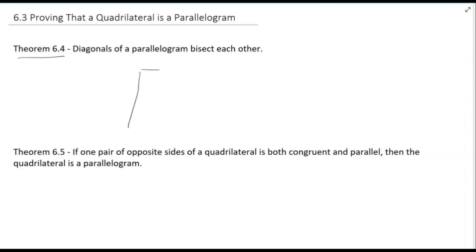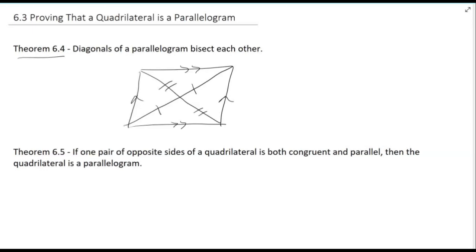Remember from our discussion in the previous section, a parallelogram is a four-sided figure where opposite sides are parallel. So you have two sets of parallel sides. And this theorem tells us that when you look at the diagonals, they actually split themselves into equal segments. So this part of the diagonal is congruent to that part of the diagonal. That's what it means to bisect, right? To cut in half. And this piece is the same as this piece. So that's our first theorem, that the diagonals bisect each other.